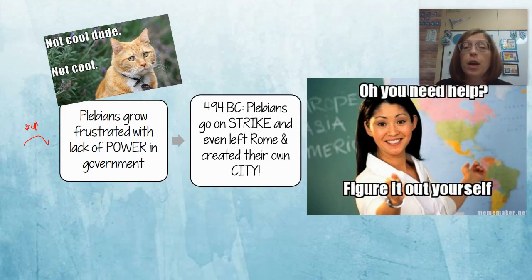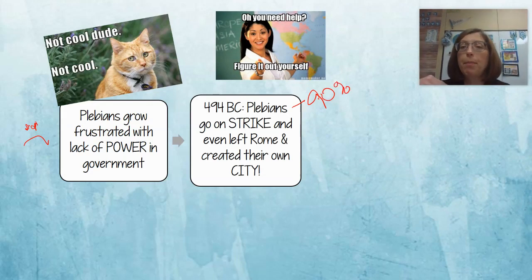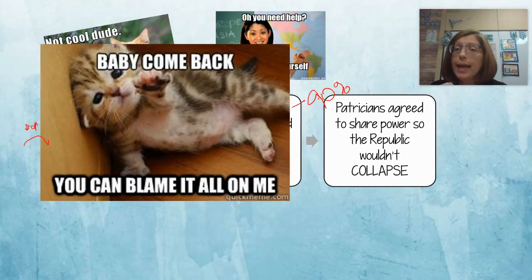In 494 BC, plebeians go on strike and even left Rome and created their own city. So what this means is you had 90% of the population basically walking out of Rome and saying, we're paying your taxes, we're protecting you with the military, we're providing your food and your crops, but you give us no say-so in government, so we're out of here. We're gone. Peace. See ya. Okay? They go on strike. They leave the city.